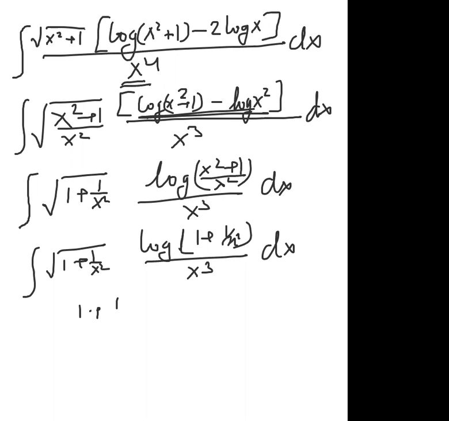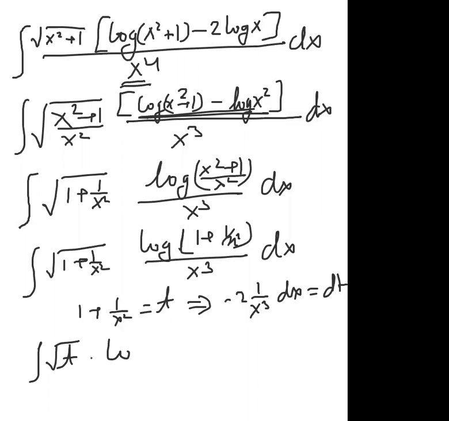Now see, 1 plus 1 upon x square equals t. Its differentiation: minus 2 upon x cube dx will be equal to dt. So it will be under root t into log t, and the value of dx will become dt upon minus 2, that is 1 by 2 with negative sign. Now in this, by parts can be implemented easily and you will be able to simplify it.